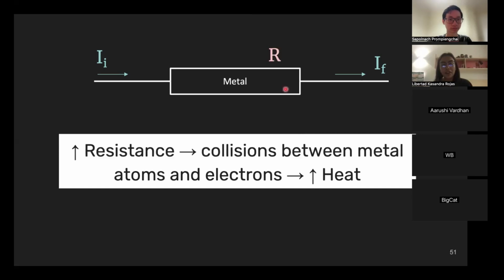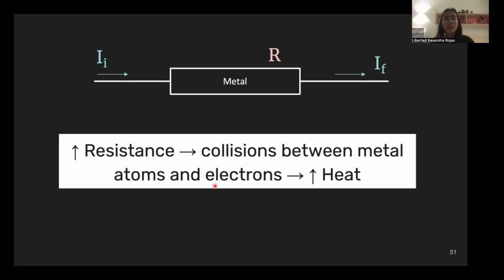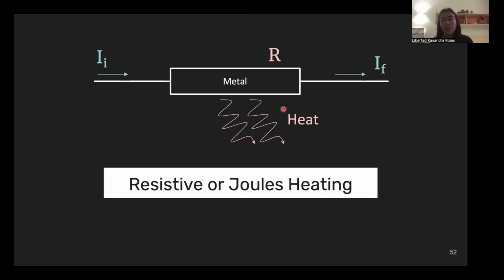And now let's think about this. When the resistance is higher, we're going to have collisions between the metal atoms and the electrons. All these metal atoms are going to cause collisions, which are going to stop the electrons from just passing through freely. These collisions are going to generate heat. So that is how energy is lost. This phenomenon, when heat is generated as current passes through a resistor, is known as resistive or Joule heating.